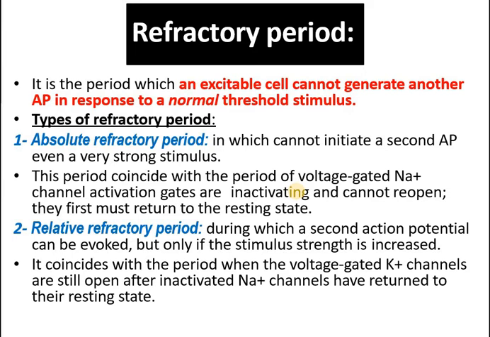So, types of refractory period, let's discuss one by one. First one is absolute refractory period. In this, the cell cannot initiate a second action potential, even with a very strong stimulus. If you stimulate a nerve with a strong stimulus, your nerve will not give any response, and this is known as absolute refractory period.